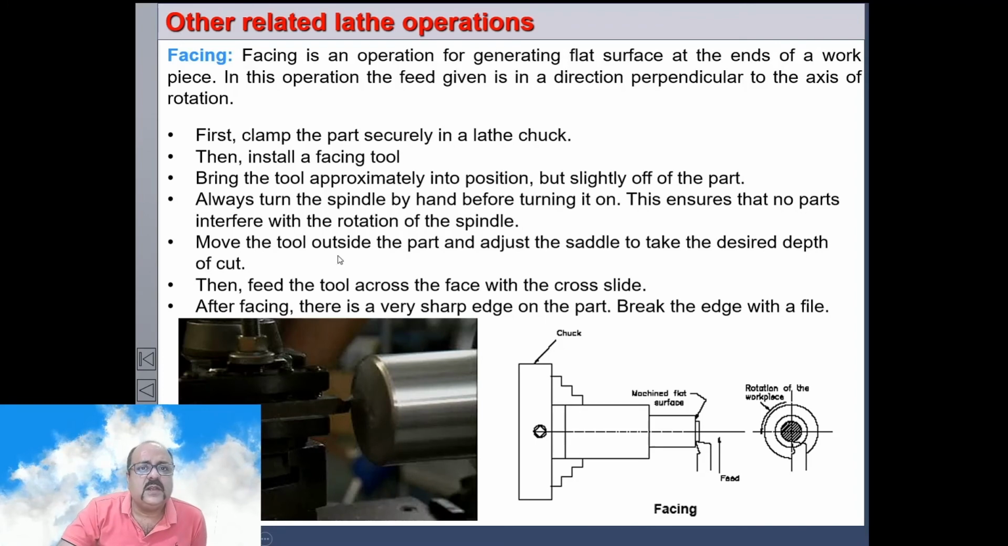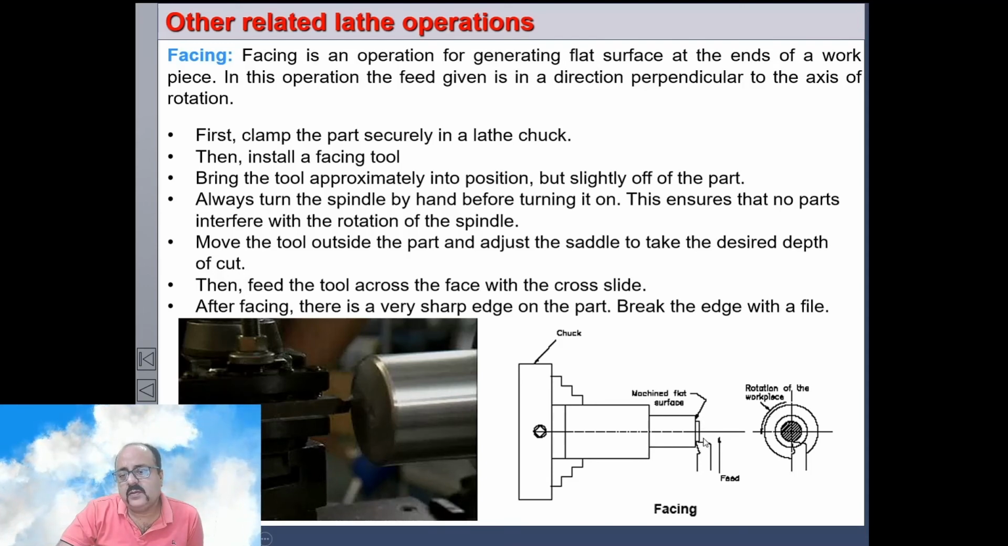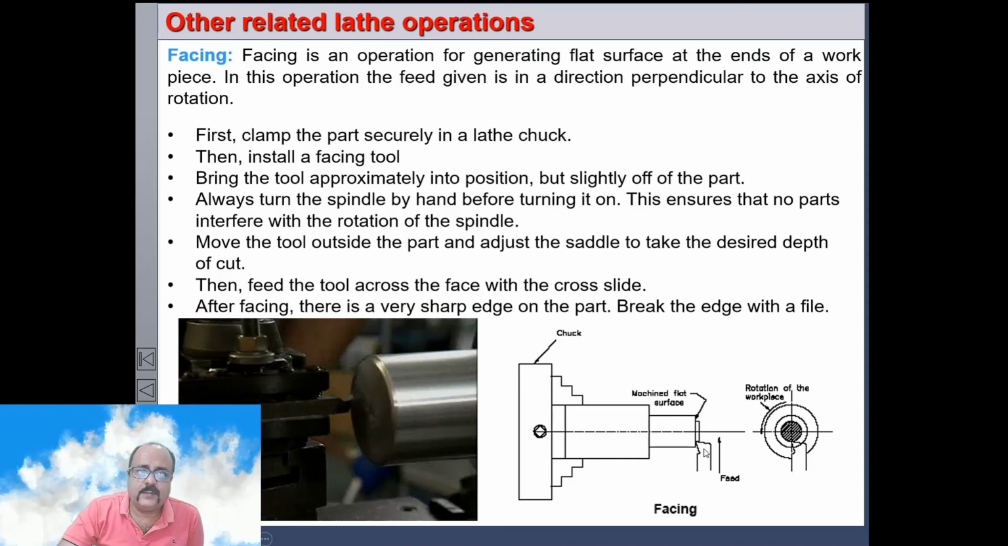Facing operations. Facing is normally the first operation that is performed on a lathe machine because of a particular reason. Facing is basically generating a flat surface at one end of the workpiece. In this case, the workpiece is rotating and we feed the tool in this direction. As it reaches halfway, the entire surface is flattened. Why I have said this is the first step is because this is the reference from which the operator will be measuring the distance. So therefore, facing is normally the first operation that is performed on a lathe machine.